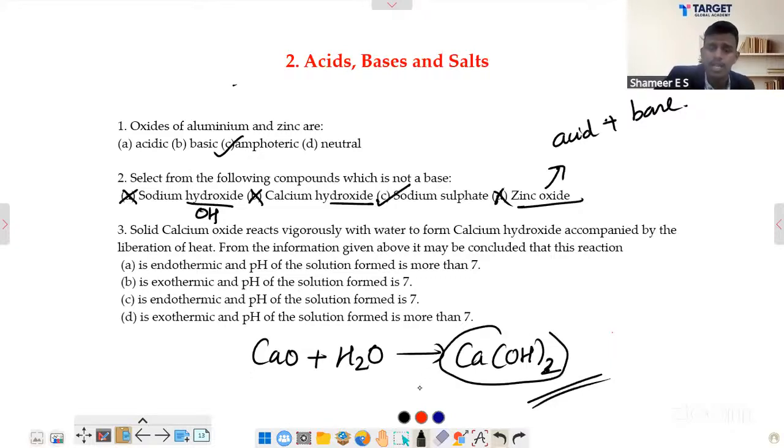And what is the pH of this solution? Anyone? What will be the pH of that particular solution? Is it greater than 7, equal to 7? You know, OH is present. Correct. OH is present, then it is a base. So for a base, pH is greater than 7. Okay, so it's exothermic, and the pH of the solution formed is greater than 7. Next.